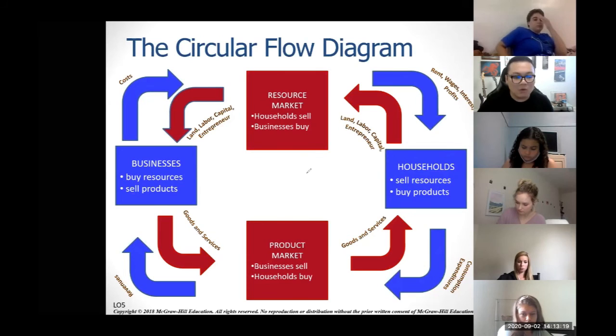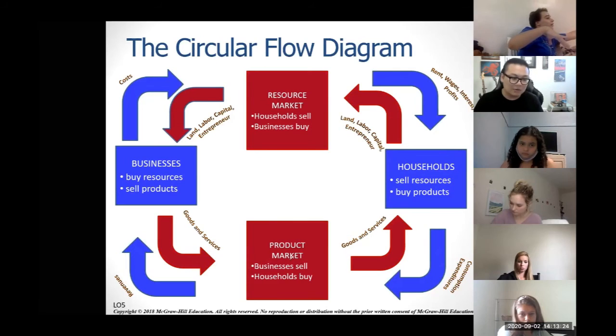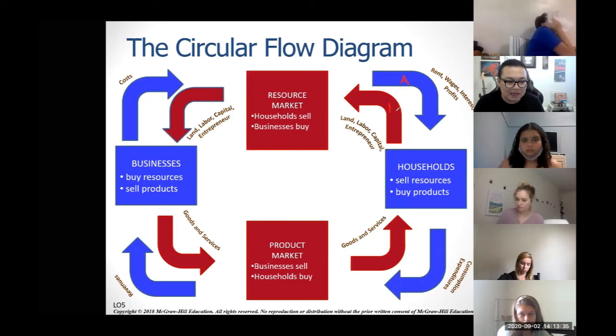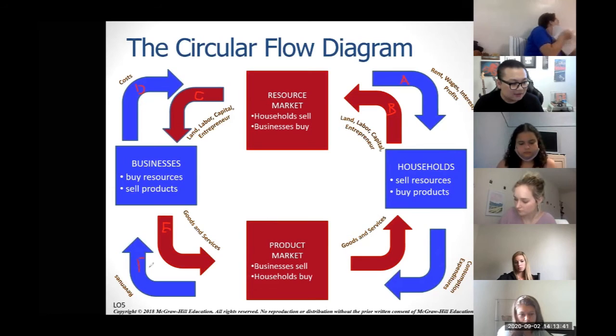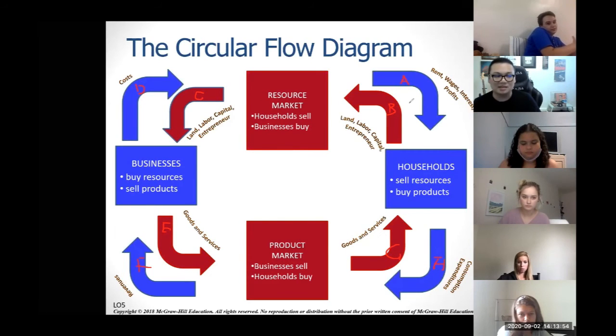You do need to know what these things tell you. Where does the household sell resources? Where does the household buy products? How can the business get resources? How can the business sell products? And you need to know what each arrow stands for, for example arrow A, B, C, D, E, F, G, H. On your exam, you're going to see a lot of questions, trust me, from this picture alone. So make sure that you remember this circular flow diagram. It should be very easy.